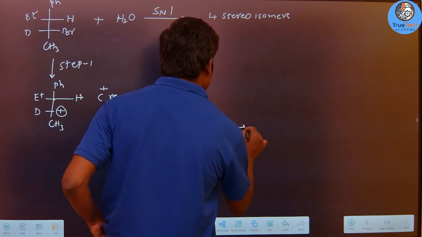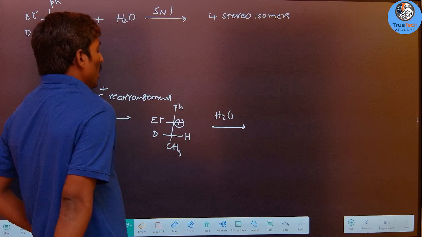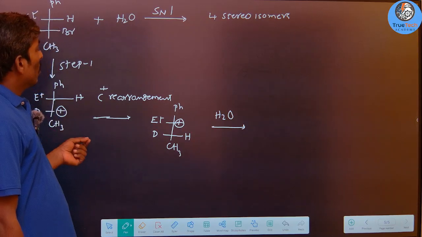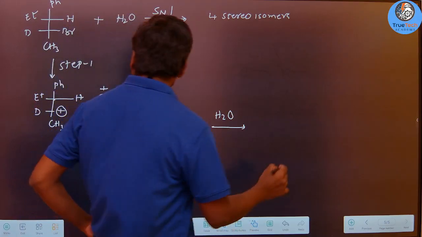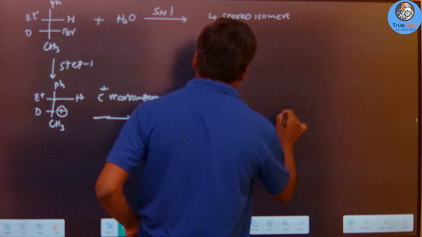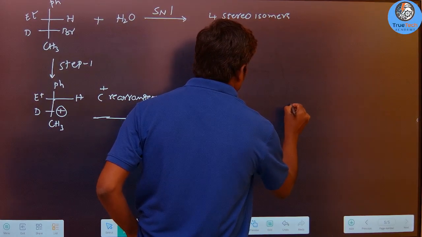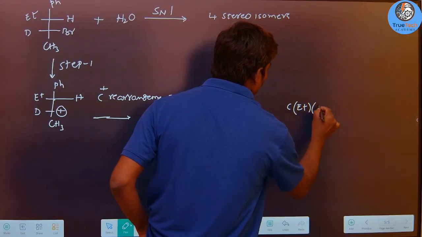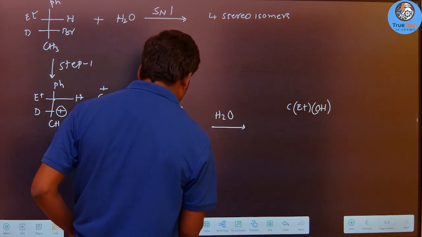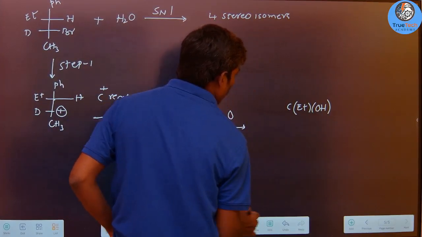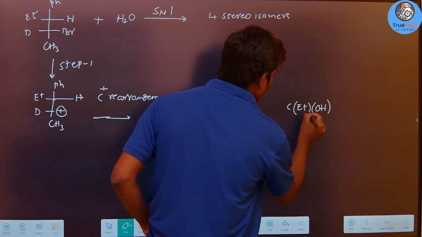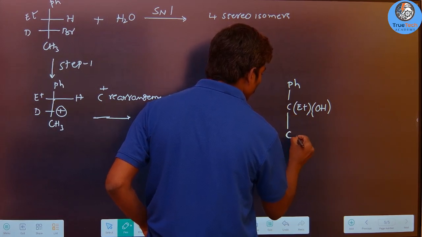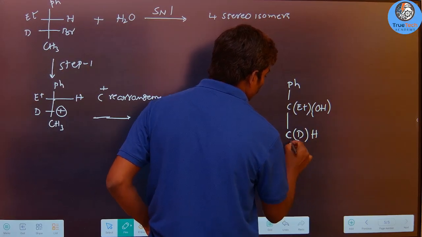And then if you observe, next in step 2 is the attack of a water molecule. See here, when the water molecule attacks, I am writing it the normal way. So here I am writing C, ethyl, OH. Next here it is phenyl, and here you are going to get C, D, H, methyl.